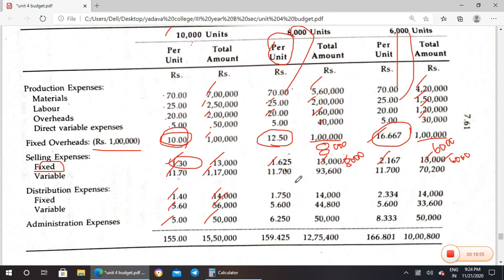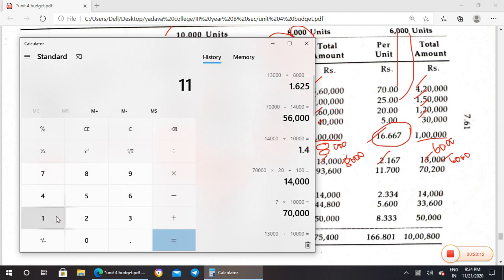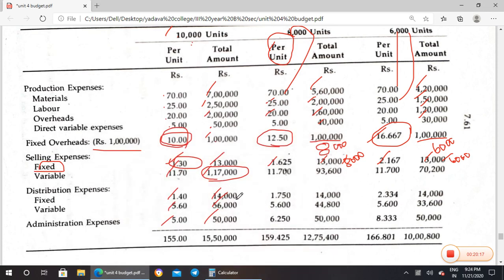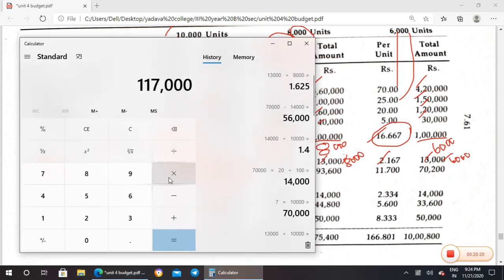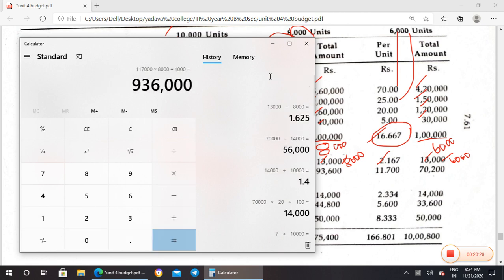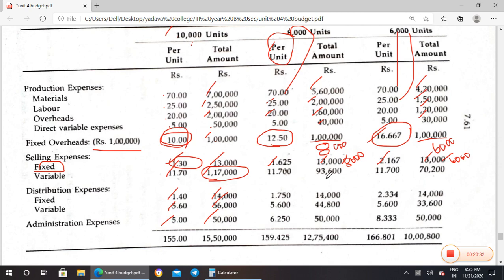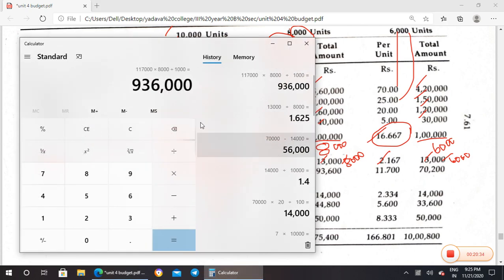So same procedure, the fixed rate cannot be changed. From that, the total amount is 1,30,000. So 1,30,000 minus 13,000 we cannot do it. Okay, so with the help of this amount, 1,17,000, into what we have to find, 8,000 divided by 10,000, you will be getting 93,600. Maybe the zero may differ, I think so.